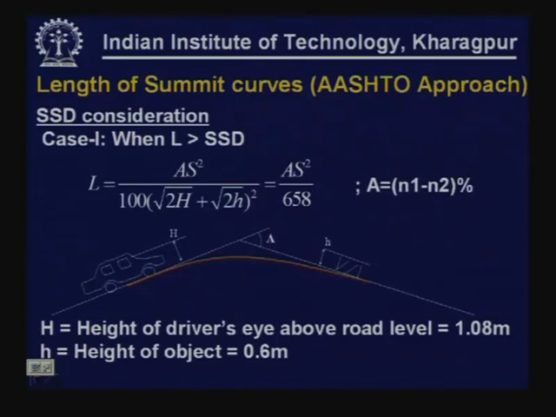Summit curve design, again, it is basically the sight distance that is the major consideration, and the sight distance again may be stopping sight distance or it may be overtaking sight distance. Also, for each of these two cases, that means stopping sight distance and overtaking sight distance, the length of the curve may be more than the sight distance available, or the length of the curve may be less than the sight distance available.